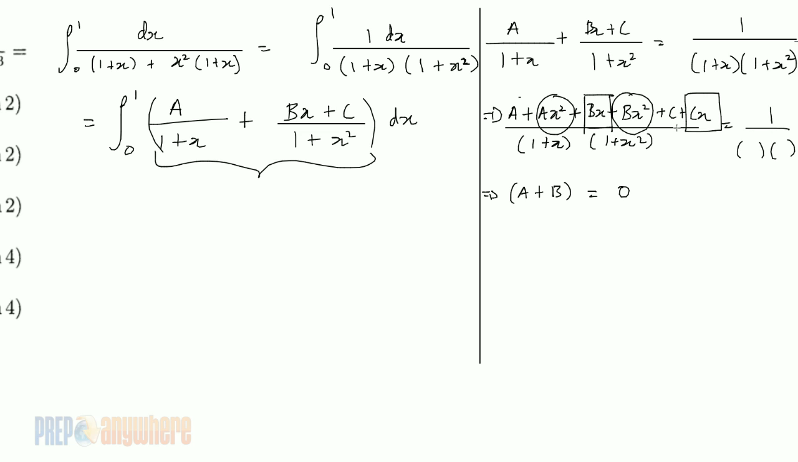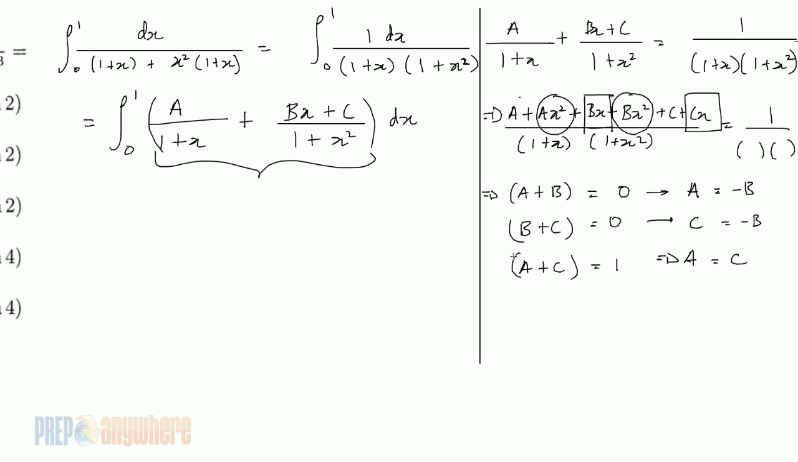From the x terms, we know that B plus C should be equal to 0. And finally, we know that A plus C, because they are just constants, are the terms that need to add up to 1. What do we get from this? From this we can get that A is equal to negative B. From this we get C is equal to negative B. But doesn't that mean that A is equal to C? Okay.